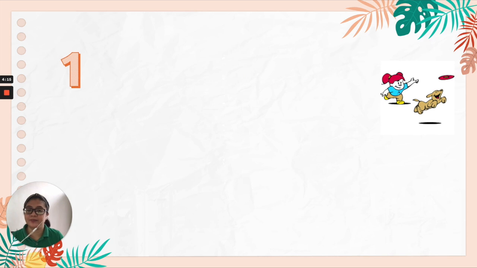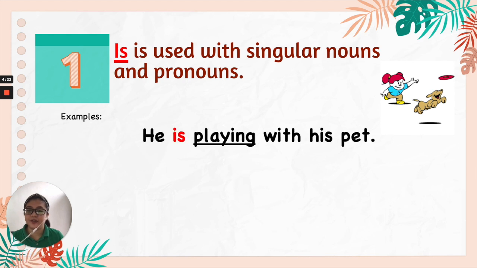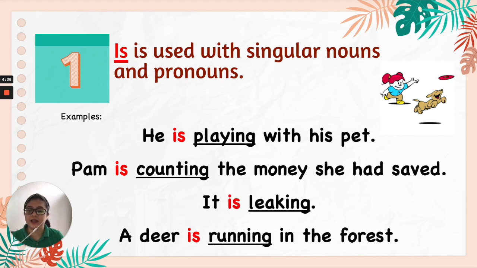Next one is the word is. Is is used with the singular nouns and pronouns. So for pronoun, he is playing with his pet. Pam is counting the money she had saved. It is leaking. A deer is running in the forest.